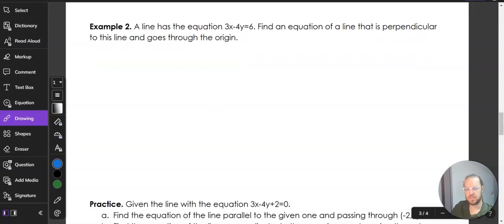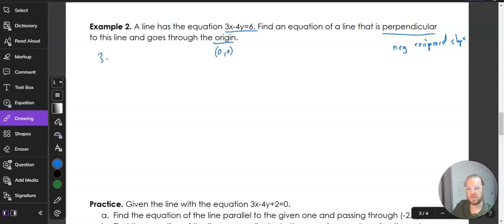So let's do another quick example of this here. So this time we've got another line. It's not so easy to figure out what the slope is from it. And we want to find the equation of a line that is perpendicular. So remember, this means negative reciprocal slope. Okay? So the first thing is then obviously we need to find out what that slope is. And it goes through the origin, which is going to be the point 0, 0.